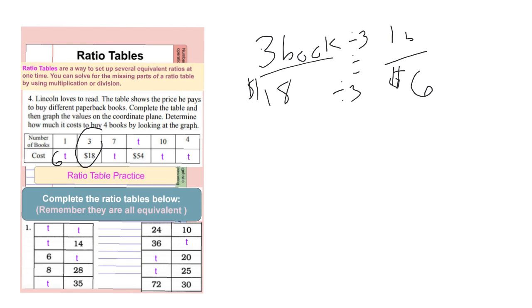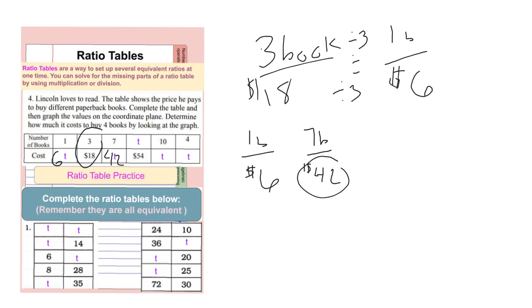Okay. So if we know that 1 book costs $6, then let's figure out how much 7 books cost. So 1 book is $6. So that means to figure out 7 books, all we have to do is 6 times 7. And 6 times 7 is $42. So we're going to go ahead and fill in $42 right there.